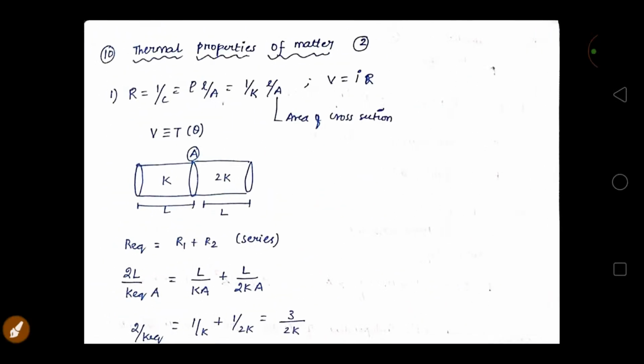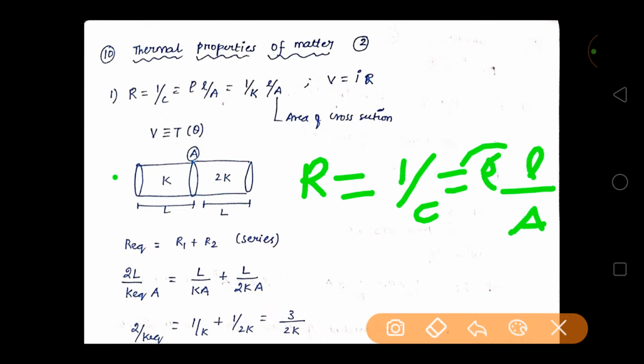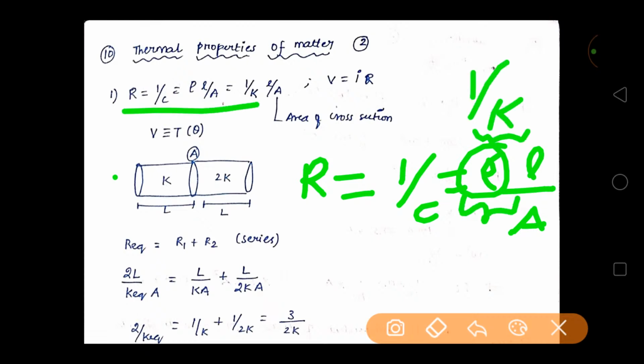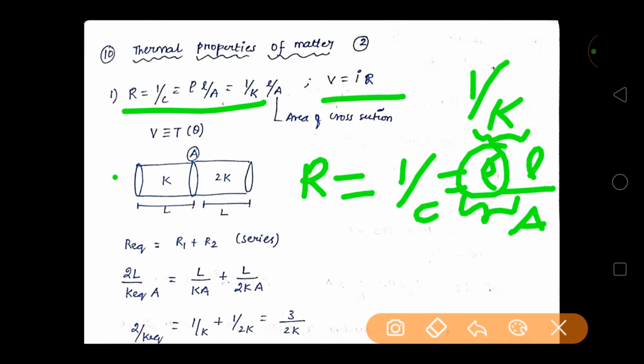Now thermal properties of matter. You should know these basic formulas, from current electricity also you could have learnt them. R, that is resistance, is equal to 1 by conductance, rho L by A. R is equal to rho L by A. This rho can be written as 1 by K. Rho means resistivity, K means conductivity. Formula you should know: V is equal to IR. Here A means area of cross section, not simply area.